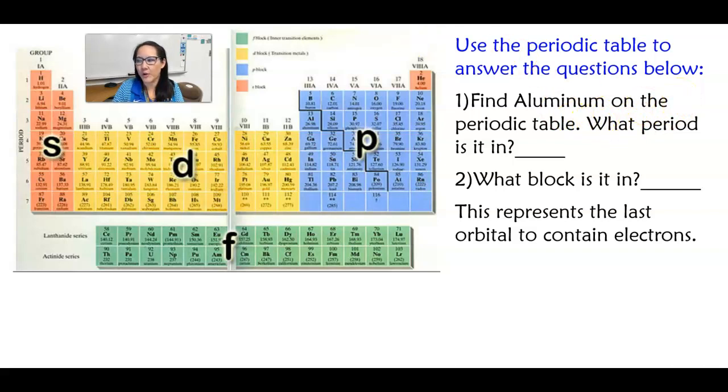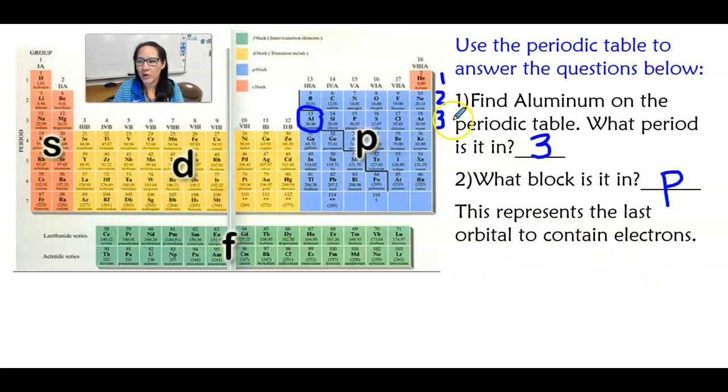Use the periodic table to answer the questions below. Find aluminum on the periodic table and what period is it in. So here is aluminum here. It is in period 1, 2, 3, which means that it has 3 energy levels, and the block that it's located in is the P block. So what block is it in? It's in the P block. This represents the last orbital to contain electrons.